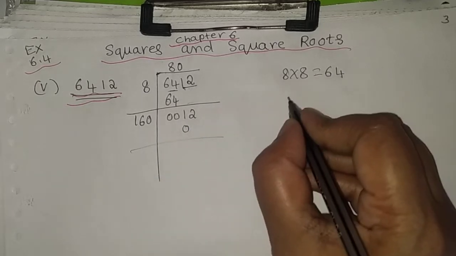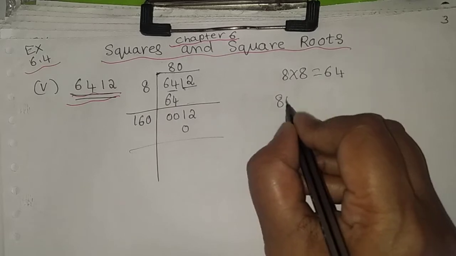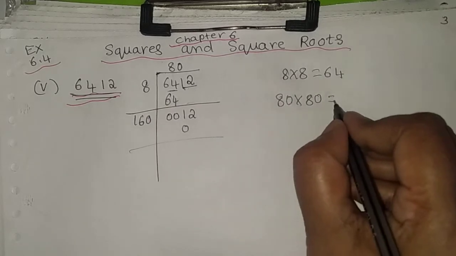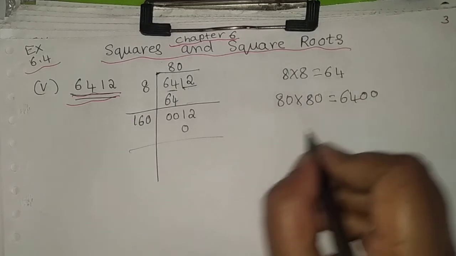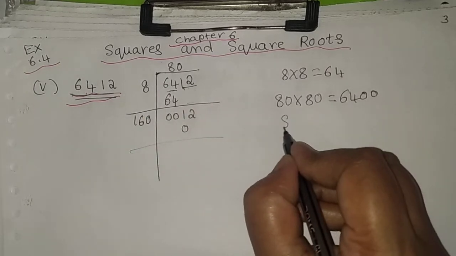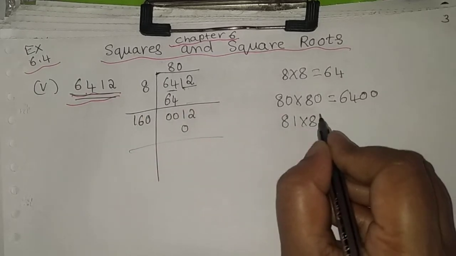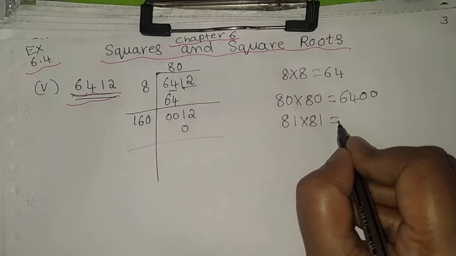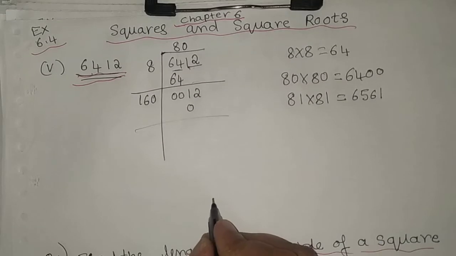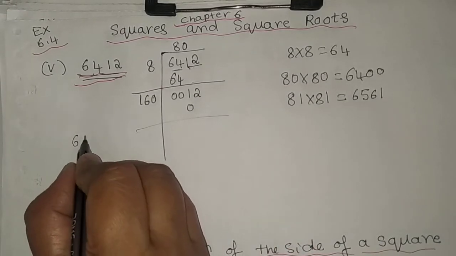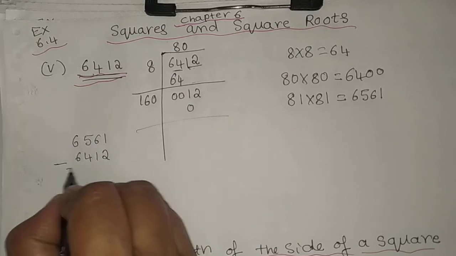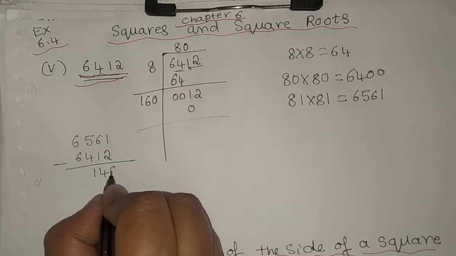Now we have to check. What is 80 into 80? 80 into 80, how much do we get? That is 6400. The number here is more than this. Therefore we have to move on to the next, that is 81 into 81. So 81 into 81 will become how much? 6561. So what we should do is 6561 minus 6412, the given number in the problem, and we get 149.